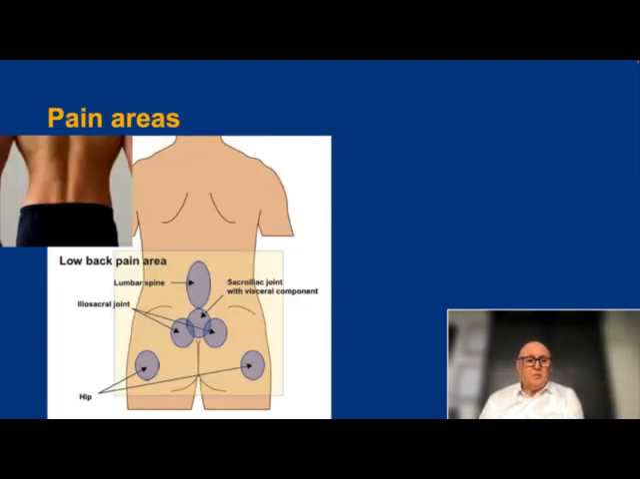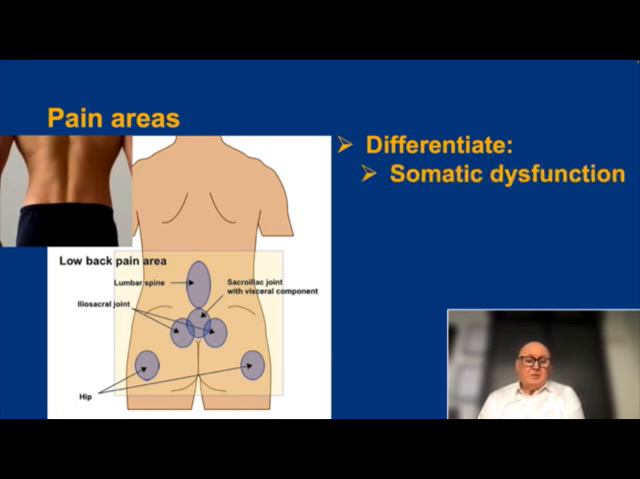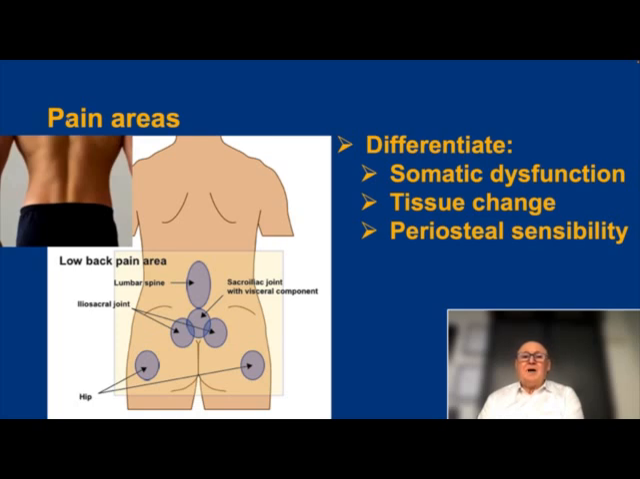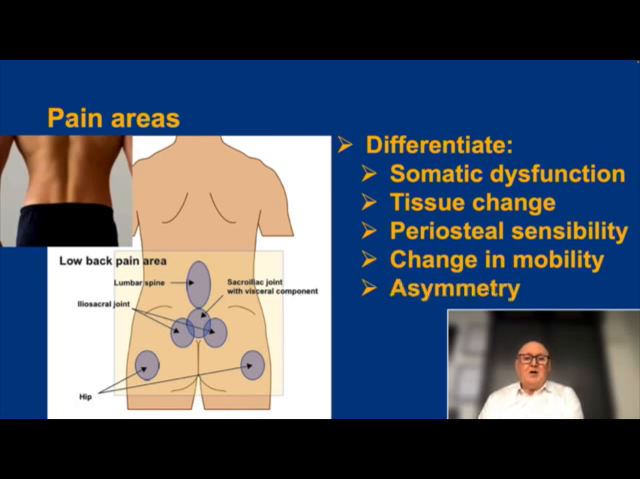Let's first differentiate from where the complaint comes. The complaint can come from the lumbar spine, from the iliosacral joints, from the sacroiliac joints, sometimes related to dysfunctions of the visceral organs, or from the hip region. We try to differentiate these areas by examining for somatic dysfunction. Segmental somatic dysfunction is typical when we see in a certain segment tissue changes left and right side of the spinal processes. Also, we then find periostal sensibility and, of course, a change in mobility as well as asymmetry of the segment where we find the somatic dysfunction.